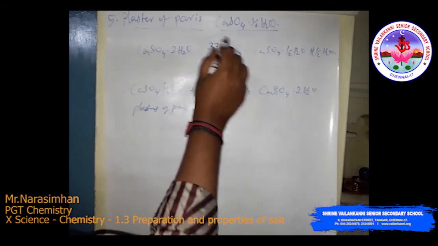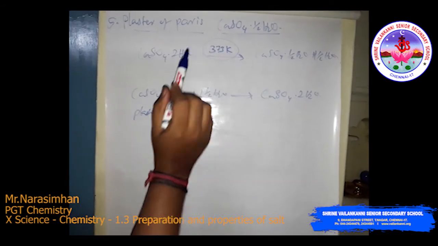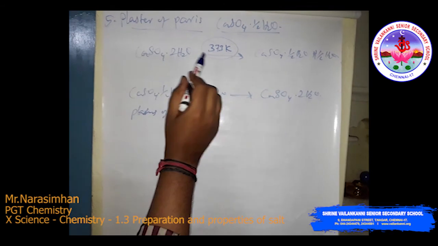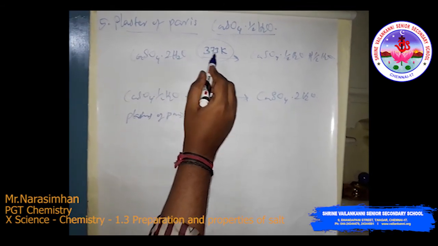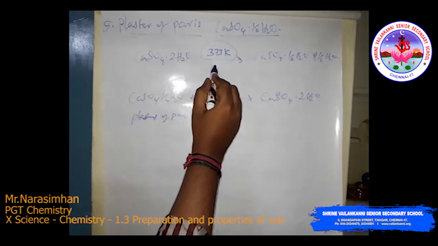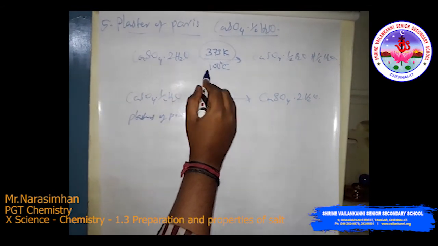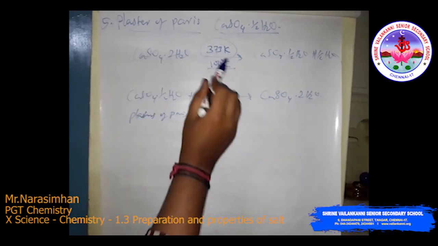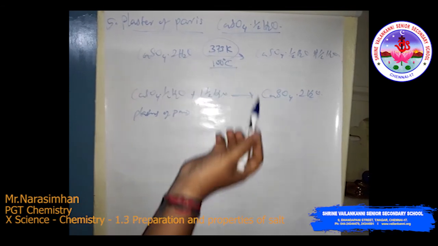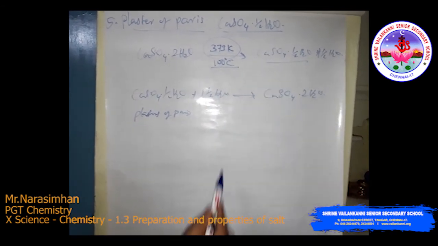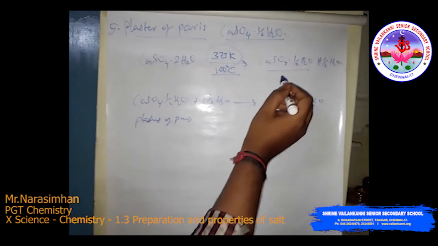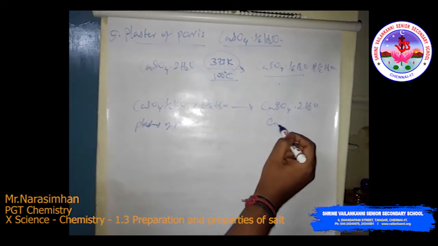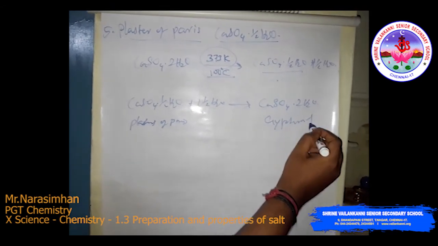For plaster of Paris, the reaction condition is very important: 373 Kelvin or 100 degrees Celsius. In Celsius, 100 degrees; in Kelvin, 373 Kelvin. So it produces calcium sulfate hemihydrate. This is plaster of Paris. This is gypsum salt.